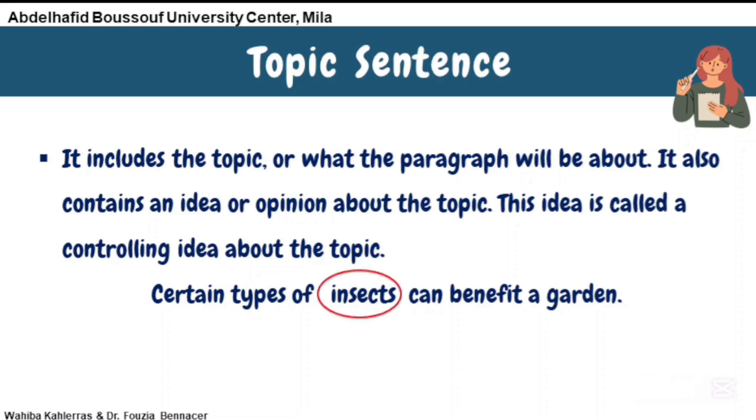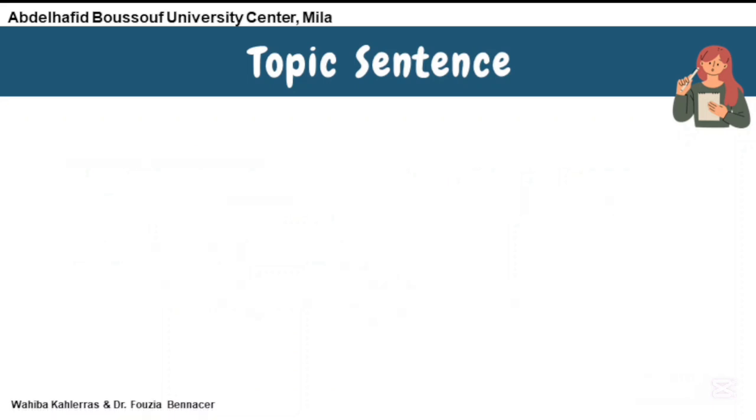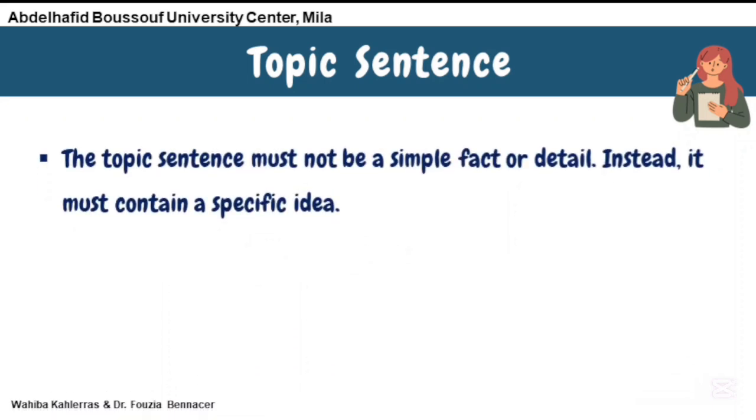Let's consider the topic of this sentence: Certain types of insects can benefit a garden. Insects is the general topic or the idea that we want to discuss. Within this topic, I have to choose one idea. Am I going to talk about types of insects to say that insects are very harmful, or about benefits? In this case, I'm going to control my topic with a controlling idea to speak about the benefits of some types of insects in gardening.